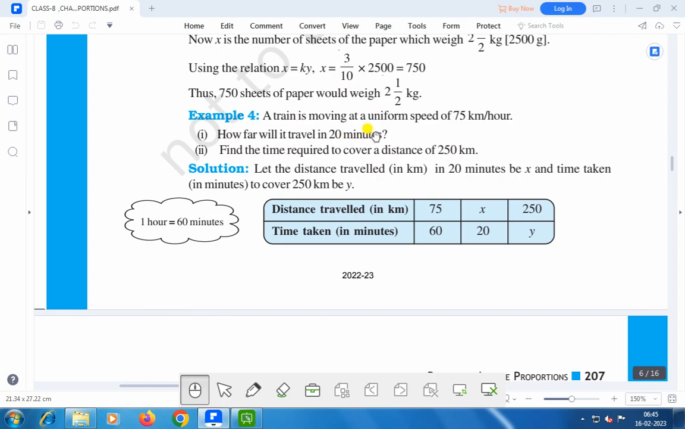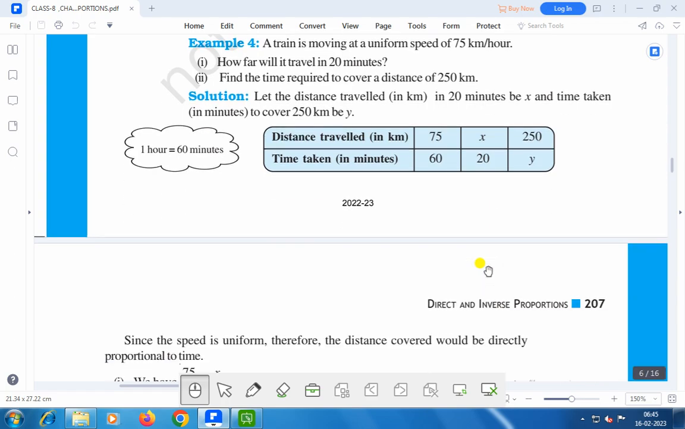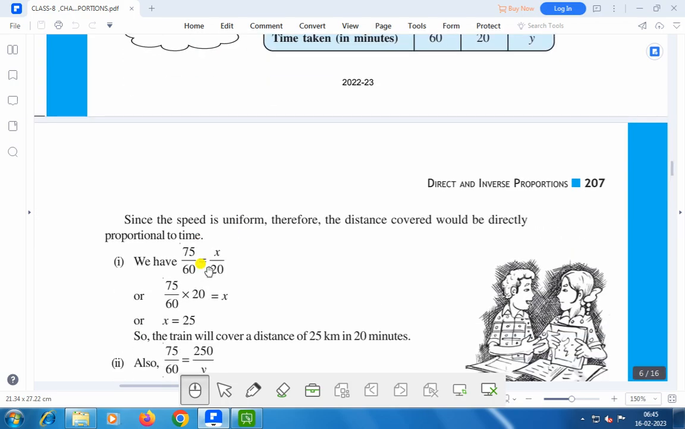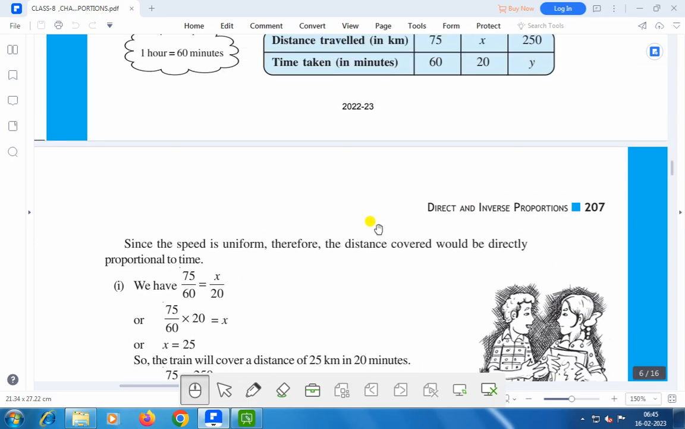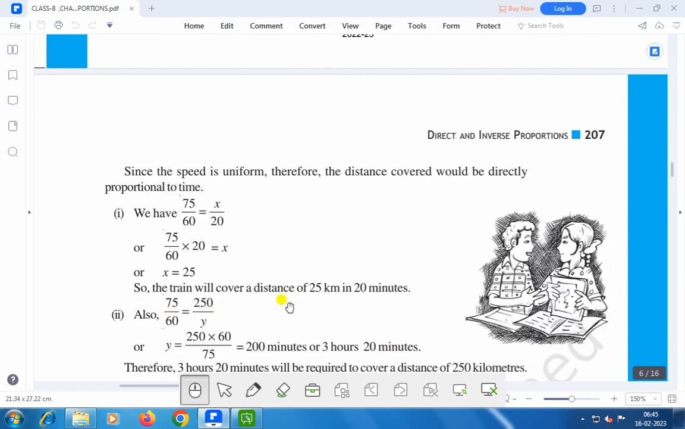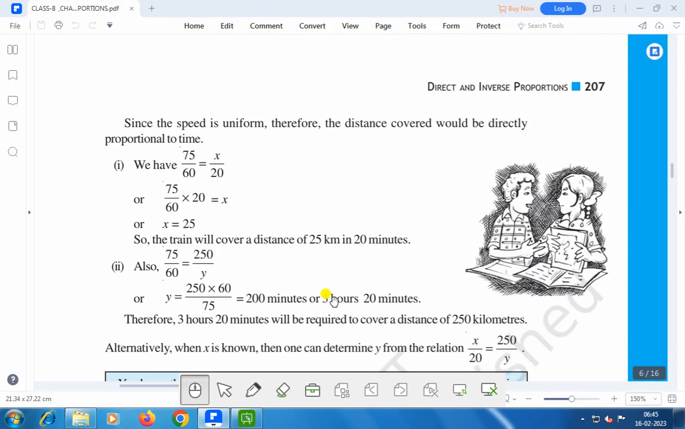A train is moving at a uniform speed of 75 km per hour. How far will it travel in 20 minutes? Find the time required to cover a distance of 250 km. Let us take the distance traveled in kilometers as x and time taken as y. Since the speed is uniform, the distance covered would be directly proportional to time. Therefore, 75 by 60 is equal to x by 20 and the value of x is 25. So the train will cover a distance of 25 km in 20 minutes.